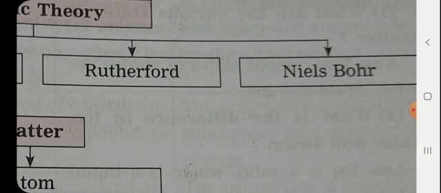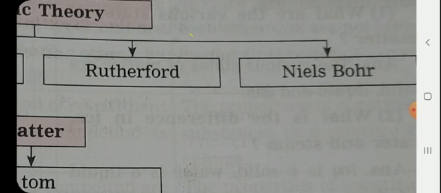In the year 1913, Danish scientist Niels Bohr explained the stability of atom by putting forth stable orbit atomic model. The electrons revolving around the atomic nucleus lie in the concentric circular orbits at certain distance from the nucleus.